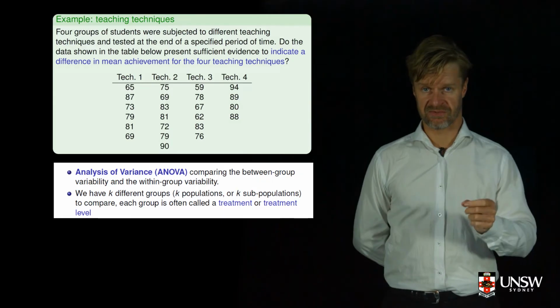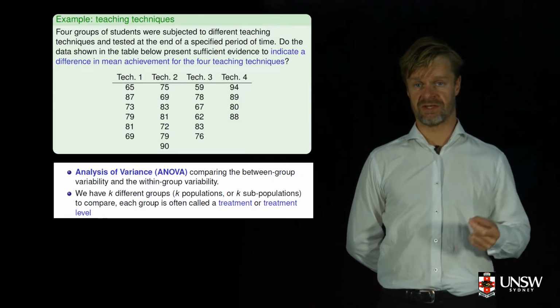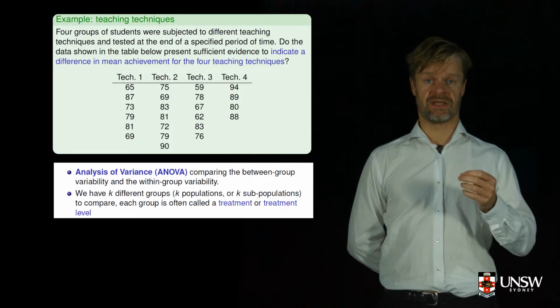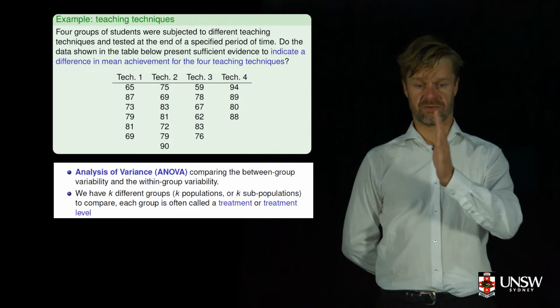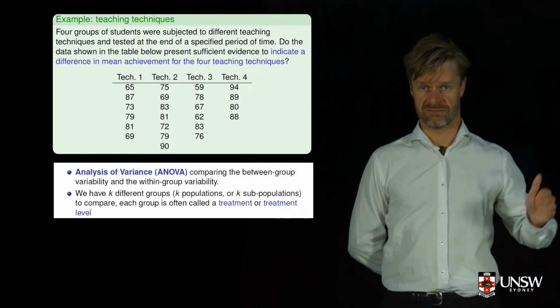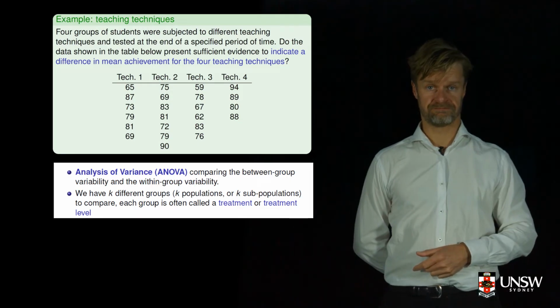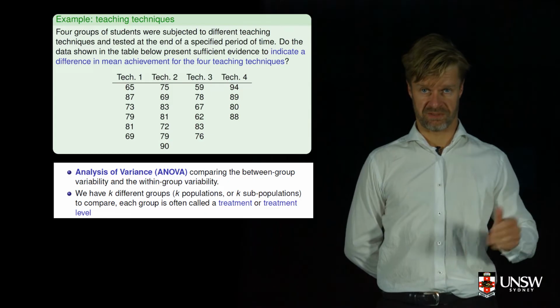The two most important things to remember in terms of our notation are that we're going to say we have K treatments. Okay, so if we've got 4 different groups, teaching techniques 1, 2, 3, and 4, K is equal to 4. So we've got K treatments, K different groups that we're comparing.